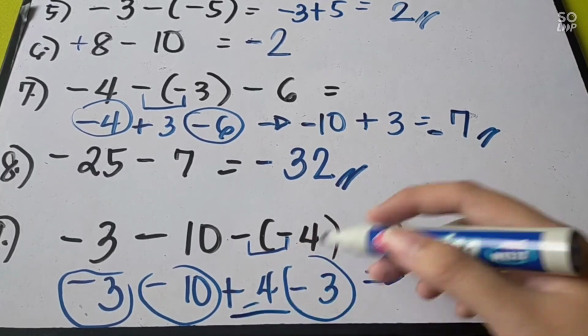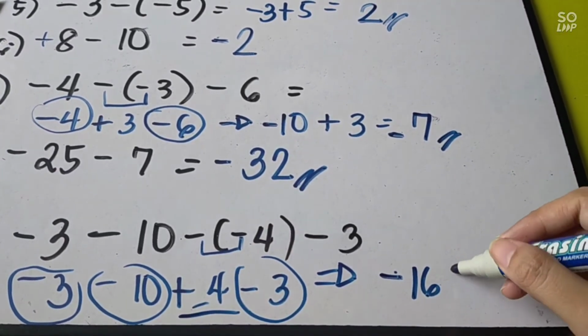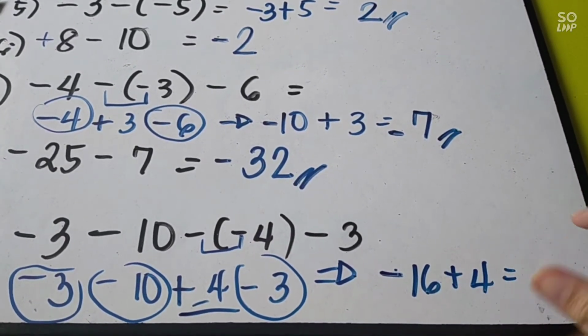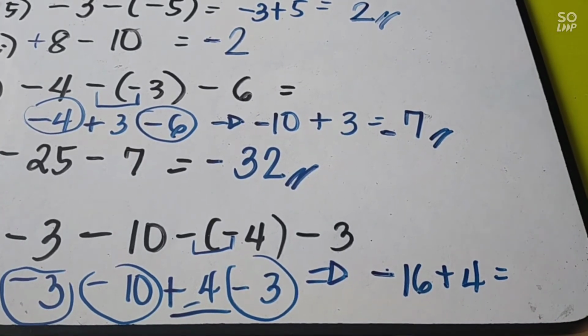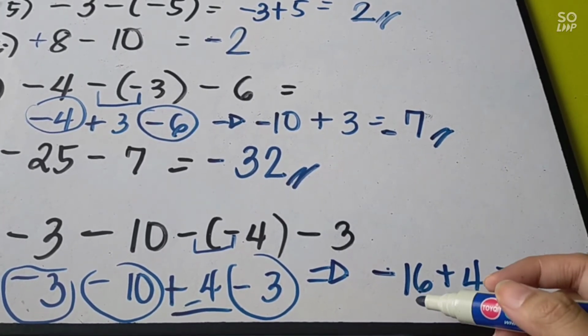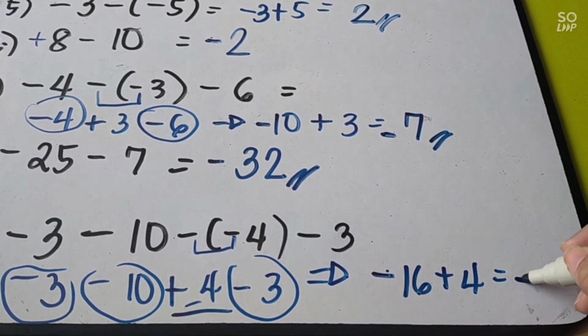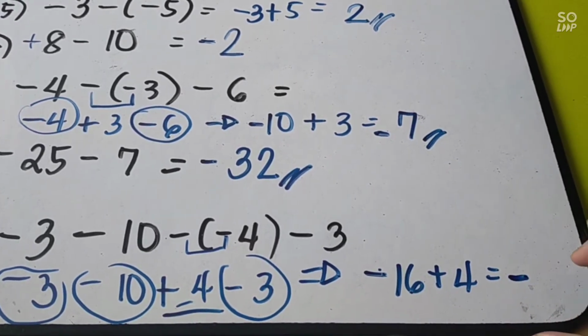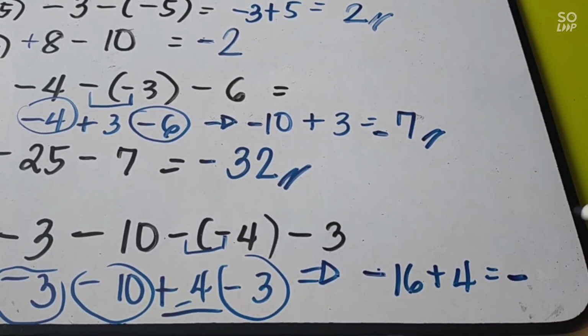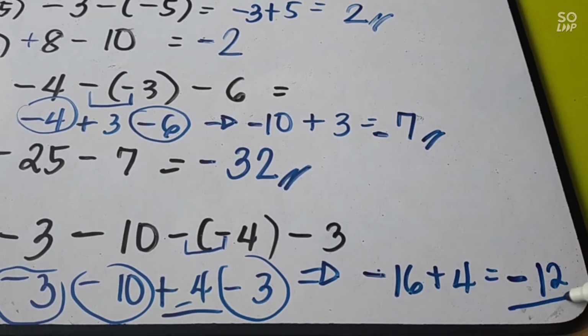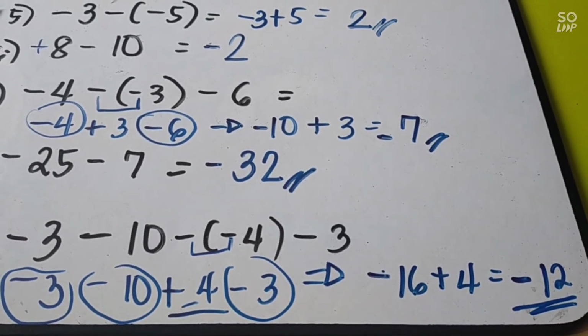Then, kopyahin mo si positive 4. We have here plus 4. Different sign, we are going to subtract. Then, take the sign of the higher number. The higher number is 16. So, negative is your answer. 16 minus 4, the answer is 12. So, the answer here is negative 12.